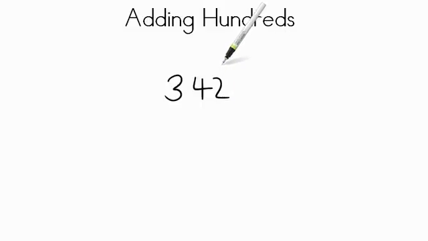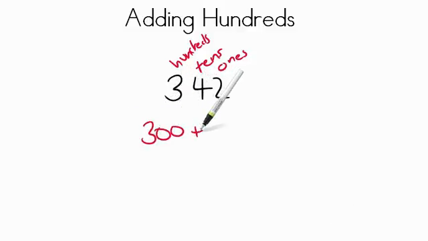So the 2 here is the same as 2 ones. And the 4 here is the same as 4 tens. And then the 3 here is the same as 3 hundreds. So if we actually break this number apart, it's really 300 plus 40, because 4 tens is 40, plus 2. So we're adding up numbers. Make sure we're adding up the ones, the tens, and the hundreds.